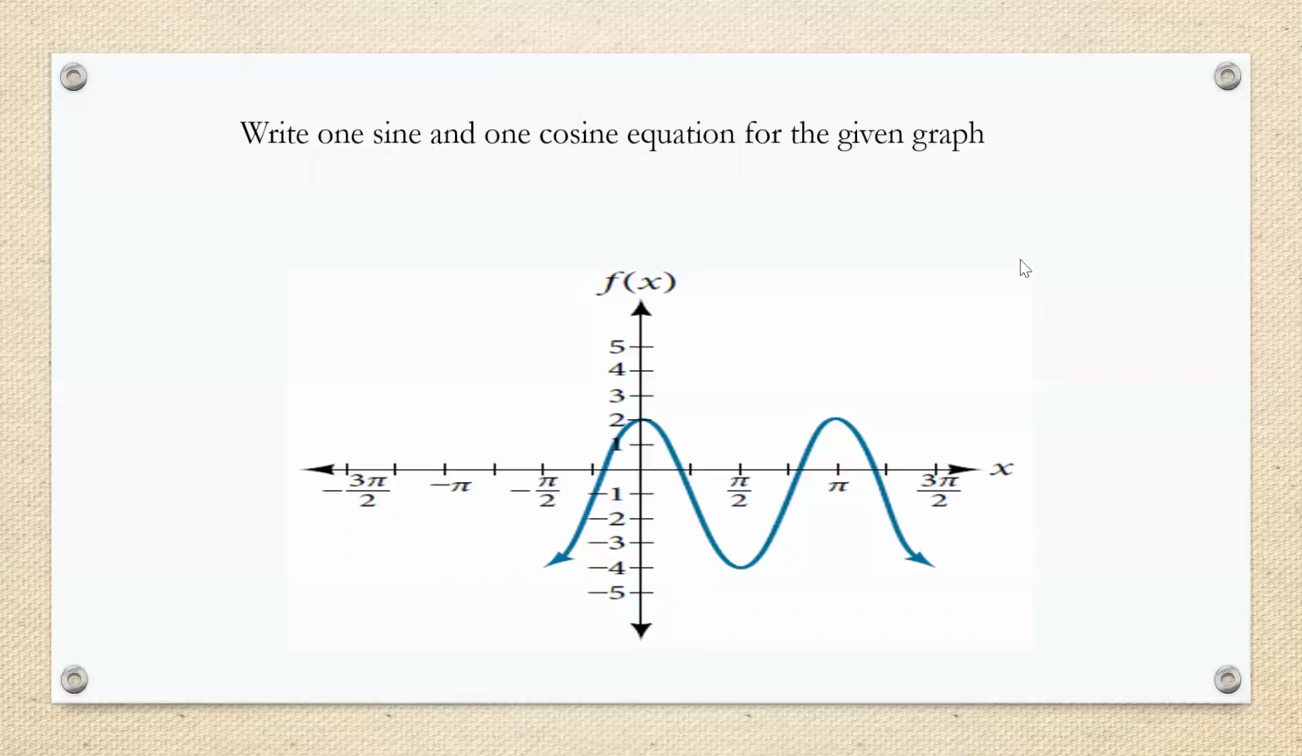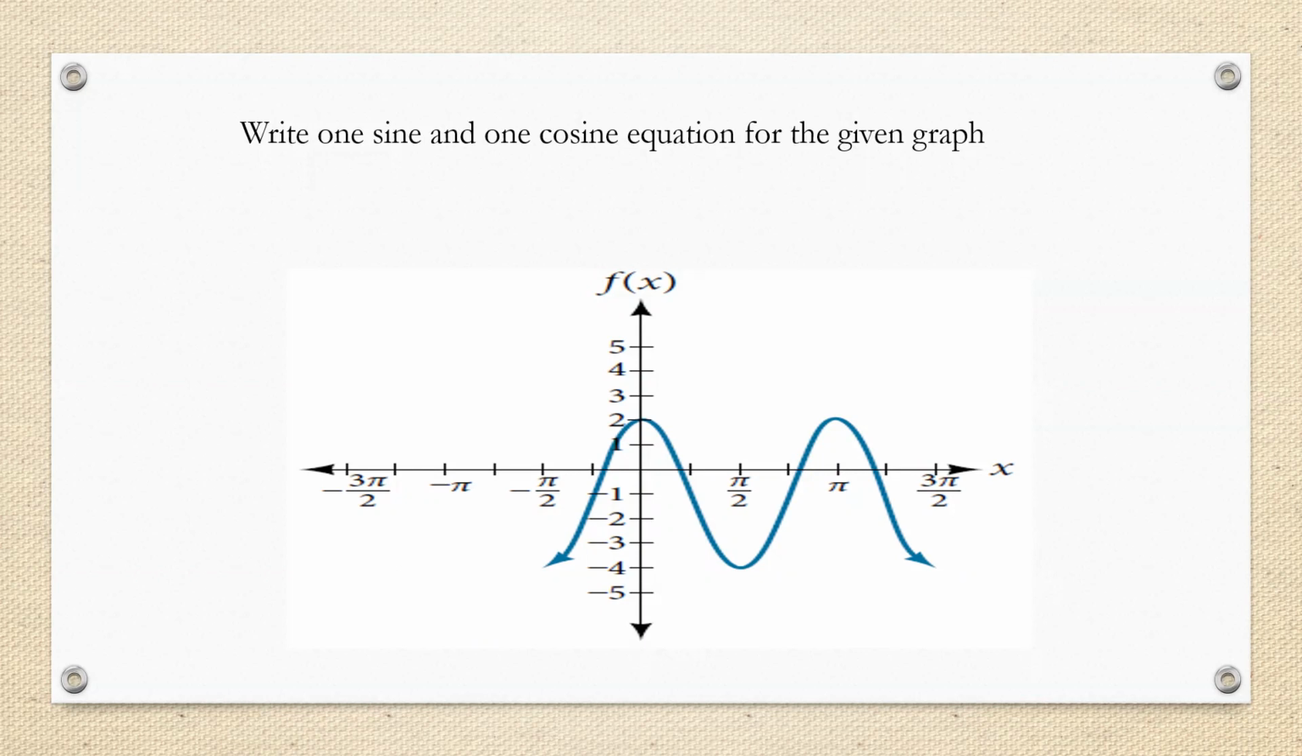Hello students, this is part 2 of writing equations for sinusoidal graphs video. Here we're going to look at a few examples and practice writing the equations by finding the values of A, B, C, and D. So we're going to write one sine and one cosine equation for this given graph.